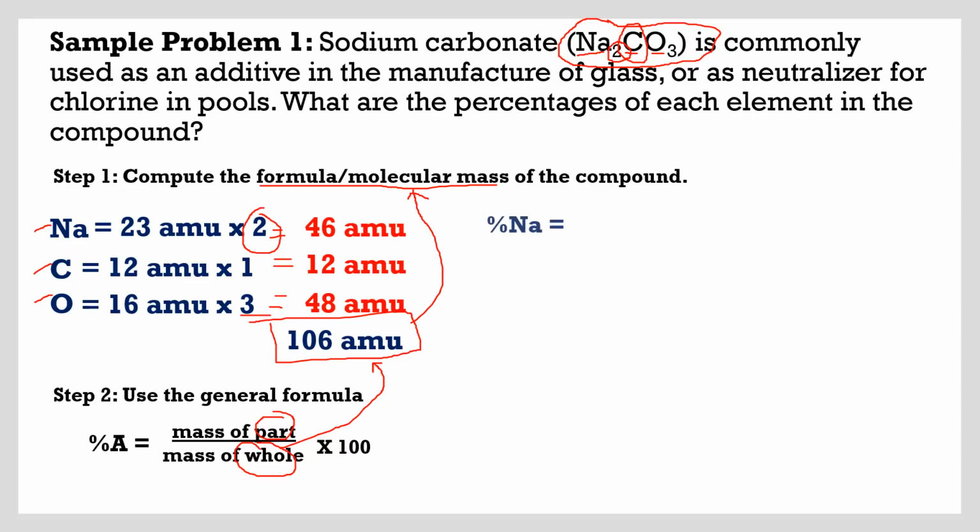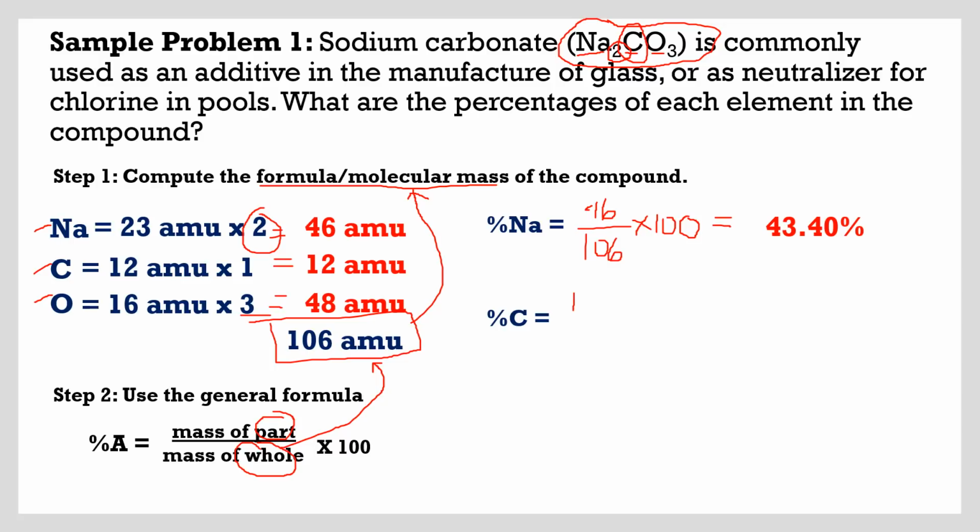Let's start with sodium. For sodium, the mass of the part is this 46 AMU. So we write 46 divided by the mass of the whole, which is 106, times 100. You bring out your calculator and try solving this one. So 46 divided by 106 times 100, that will give you 43.40%.